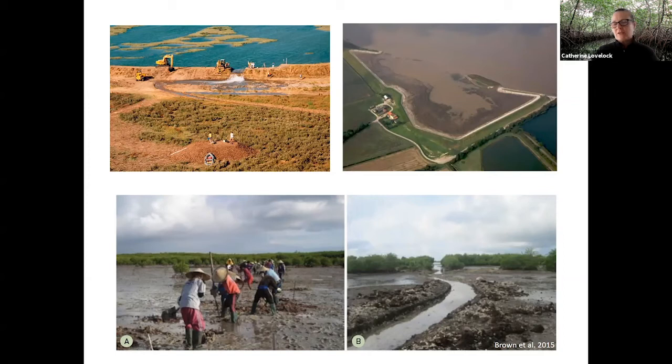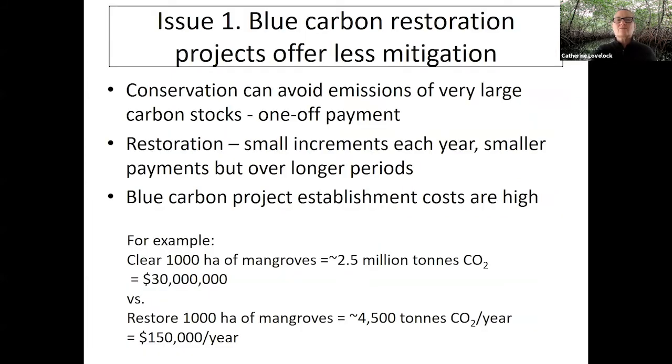This is a picture from my colleague Ben Brown in Indonesia, where they've been restoring unproductive shrimp ponds and redigging creeks, and other things done by communities because they really want to restore their mangroves. So restoration comes in all sorts of different shapes and sizes.